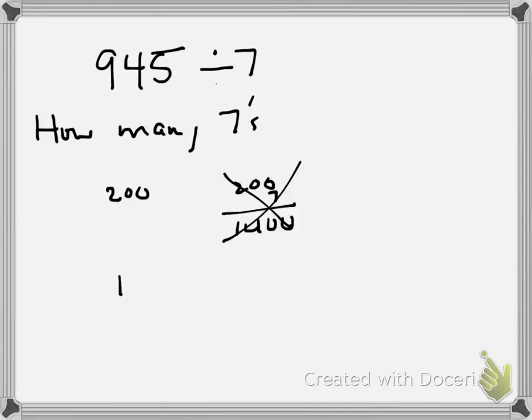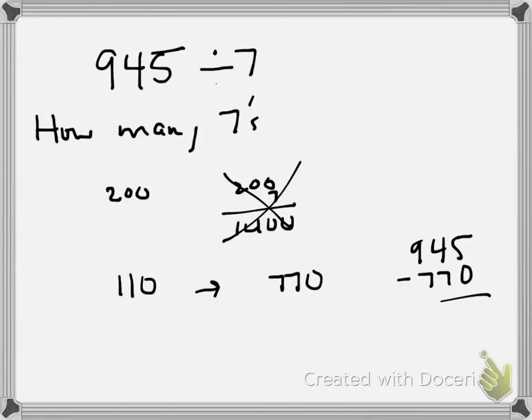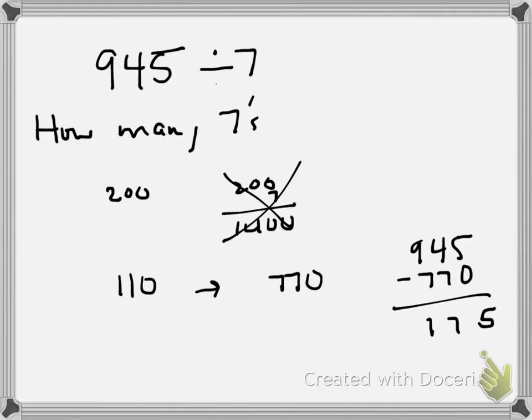Let's say I did 110. Okay, so 110, oh, this is a good one. 110 is 770. So over here, I'm going to take 945 minus 770. Okay, have to do a little bit of borrowing, but I get 175. Okay, this is so messy. I'm so sorry. Okay, so I'm going to take this 110, and I'm going to go to the other side, and I'm going to say I have 175 over here.